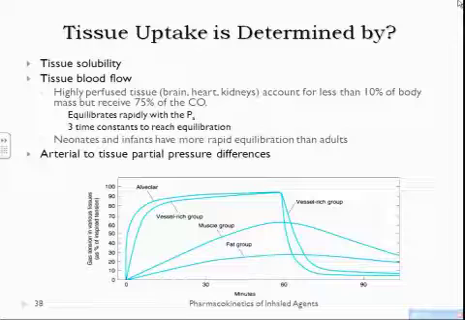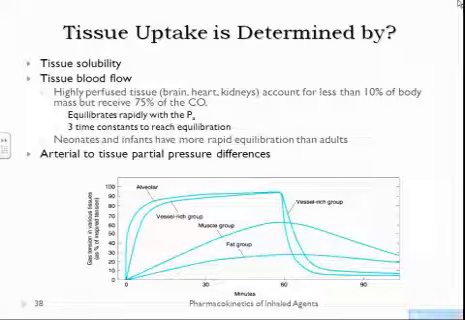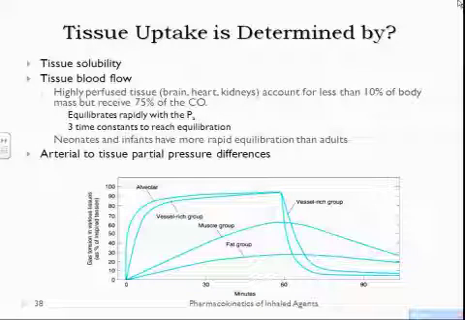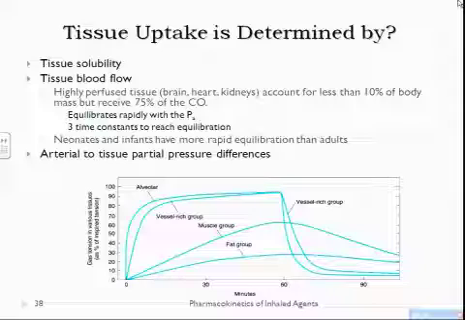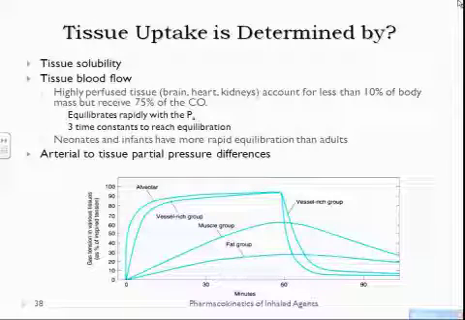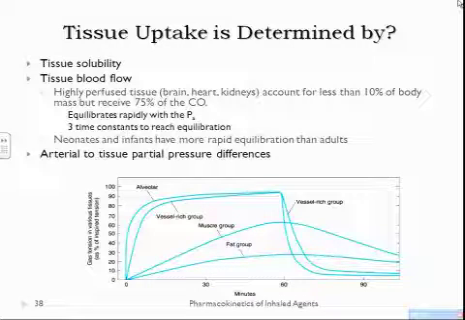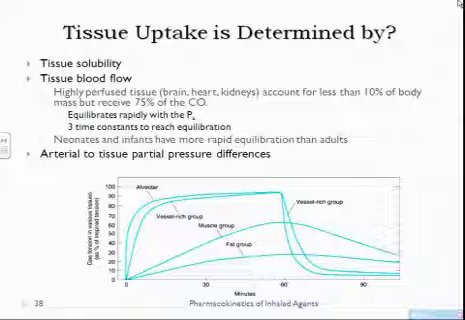Tissue uptake is determined by tissue solubility. And then we talked about that a little bit ago. We talked about how tissue blood distribution, partition coefficient numbers are important. The tissue blood flow is dependent on where perfusion is taking place. The highly perfused tissue, like the brain, heart, and kidneys, account for about 10% of the body, but actually receive 75% of the cardiac output. So most of the medications are going to reach that.